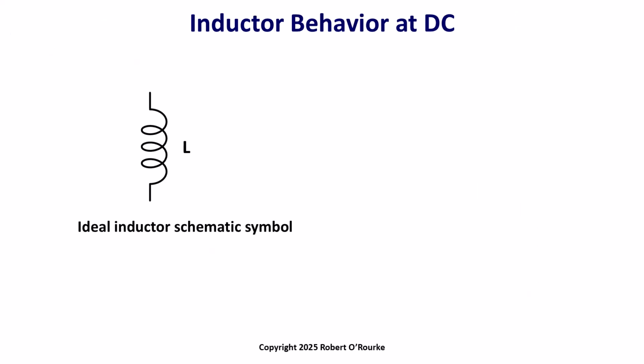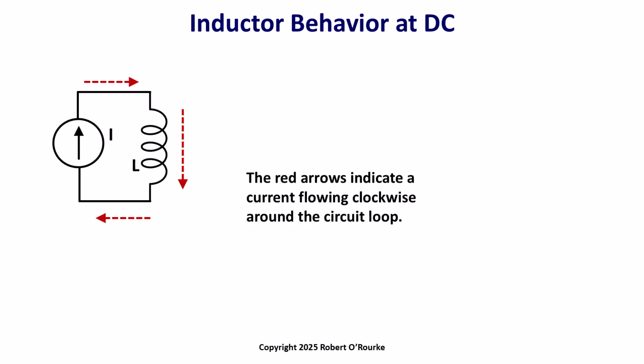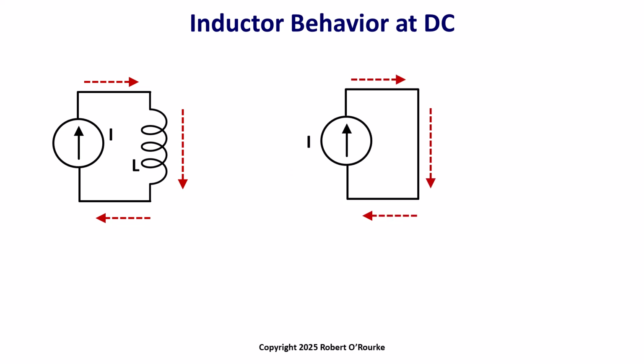At DC, zero frequency, an inductor looks like a short circuit, like an ideal schematic wire. The current from an ideal DC current source with a constant value of current can flow in a loop through an inductor, just like current can flow in a loop through an ideal wire, shown on the right. Notice how there is no resistor and no voltage drop in the circuit. While the current has a definite value, the voltage is indeterminate.